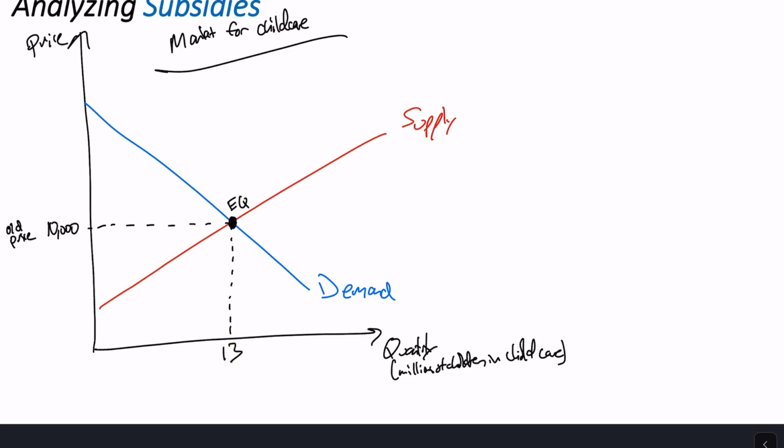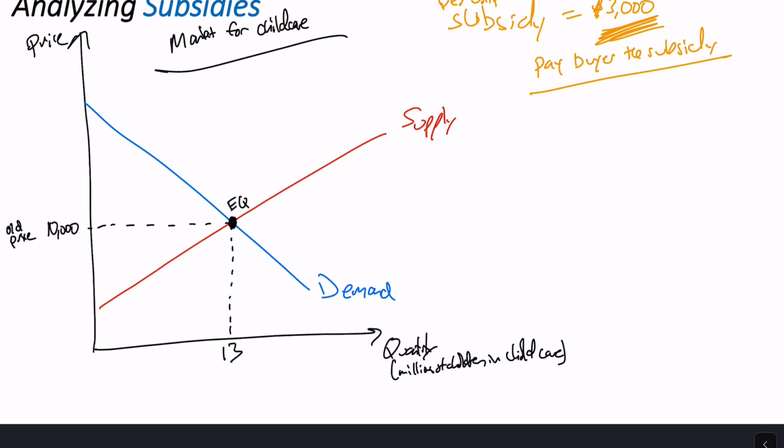Now the government's going to subsidize childcare, and they're going to make a payment to each child who is in childcare of $3,000 per year. So that's the subsidy per unit. So the government pays a per unit subsidy of $3,000. And so we're going to shift a curve here. Let's say we're going to pay this to the buyer. We're going to shift the demand curve. Okay. The government's going to write a check to the buyer.